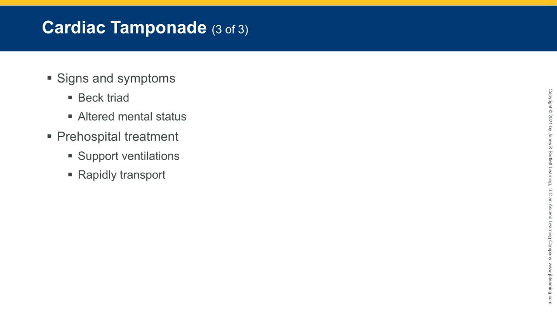Classic signs of cardiac tamponade include Beck's triad: jugular vein distension, muffled heart sounds, and hypotension. Rapid transport and supportive care are essential.